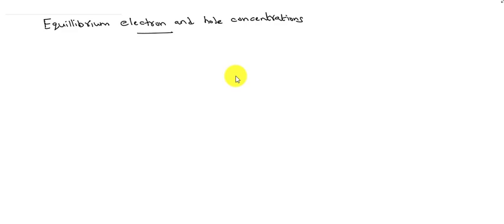In the previous lecture, we discussed the equilibrium electron and hole concentrations, and also derived the mass action law, the relation between the equilibrium electron and hole concentrations and the intrinsic carrier concentration.